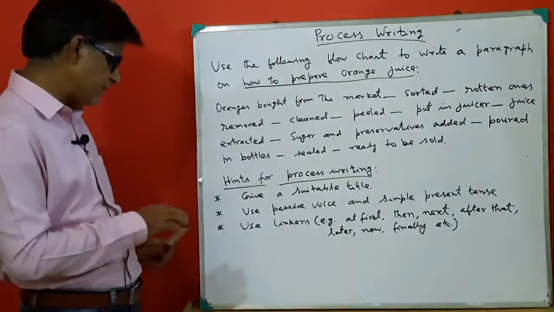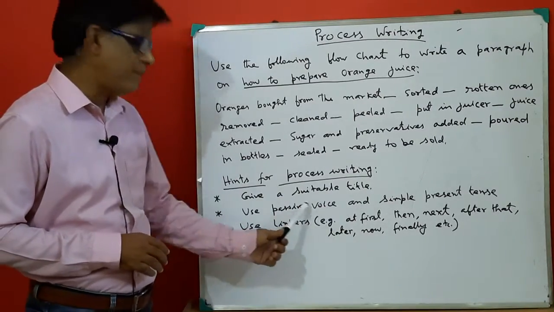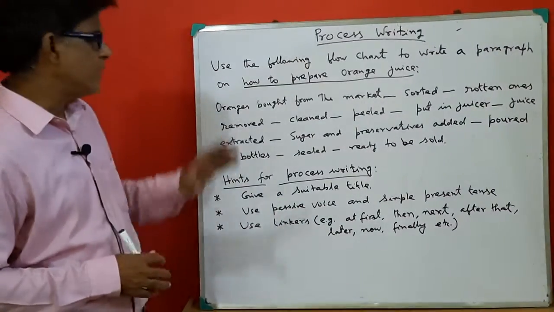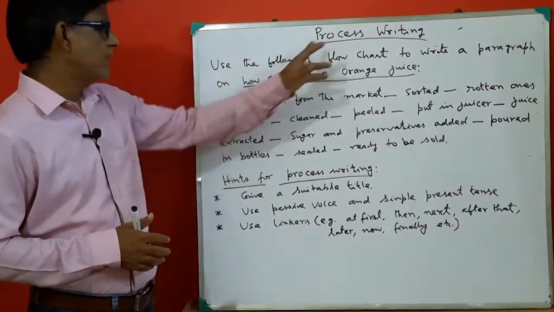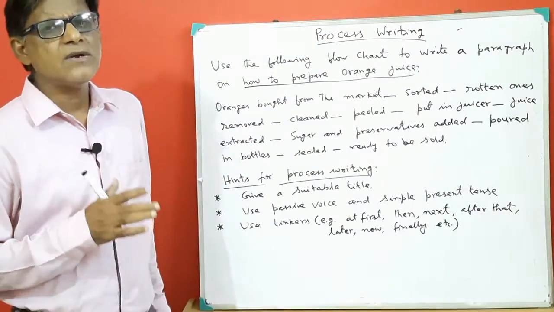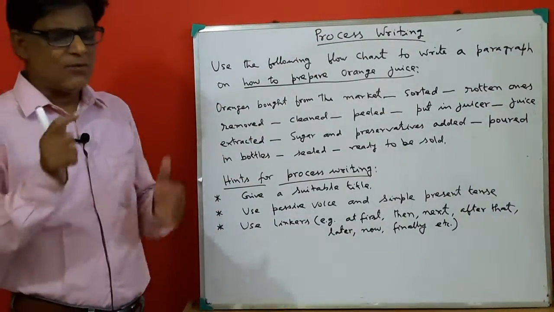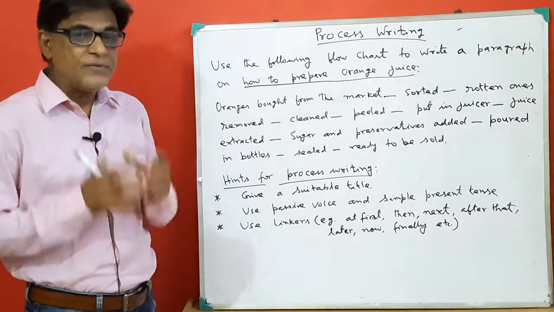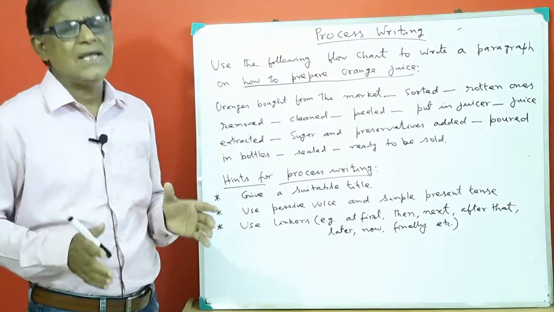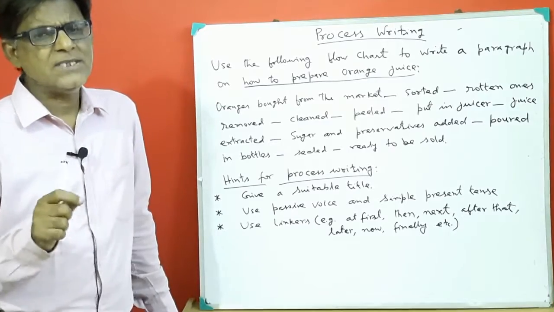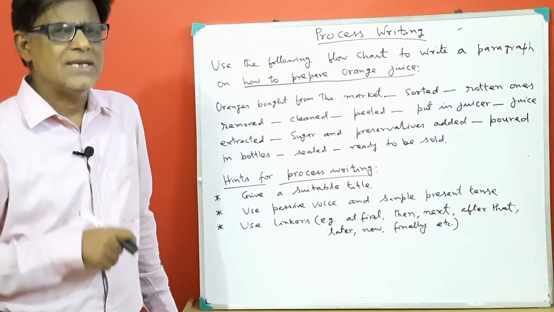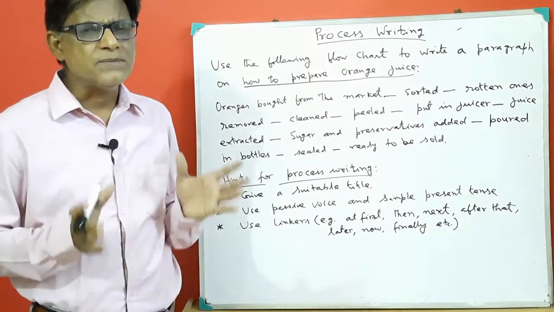Now second thing is, you have to use passive voice, because in process writing the subject is not needed to be mentioned. And what is the feature of a passive voice? The feature of a passive voice is that in the passive voice the subject need not be mentioned.